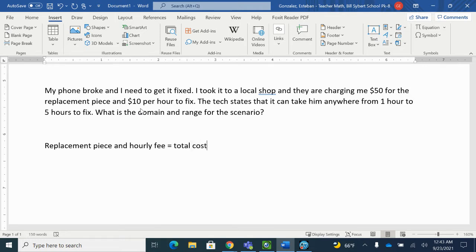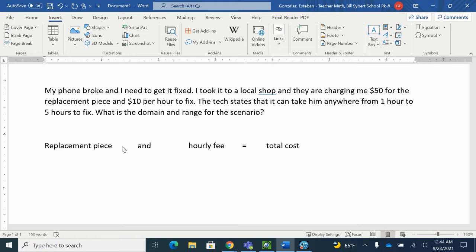Notice how I'm not looking at numbers just yet. I am just looking at the facts, right? I need to get my phone fixed. I want to see an equation that is going to give me how much I'm going to spend to fix this. So I know that coming down to cost, I am spending money on my replacement piece and I'm also spending money on my hourly fee because it's going to take some time to fix, right? And I know that all of this is going to give me my total cost.